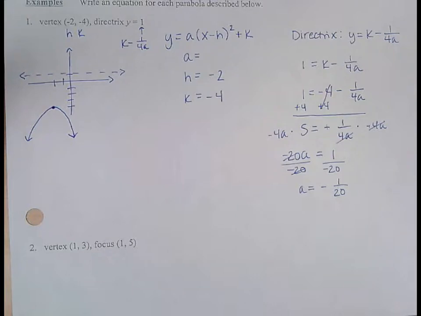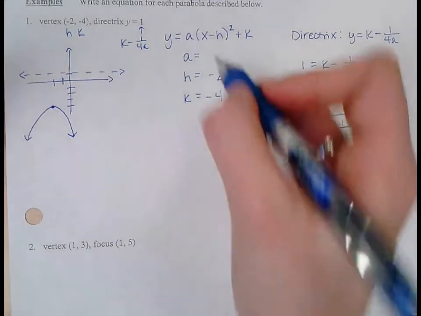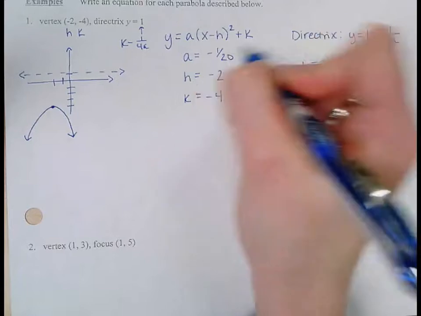I would leave a as a fraction. If the fraction ends up being a terminating decimal, it's fine if you write a decimal. But otherwise, I would leave a as a fraction. And make sure you simplify it if you need to. So my a value then is negative 1/20.